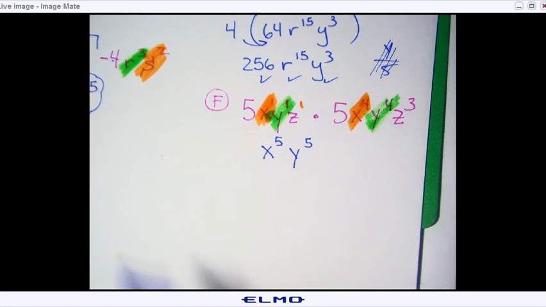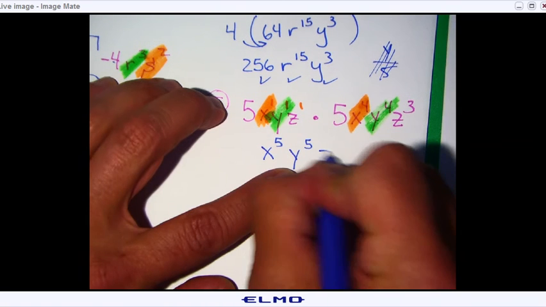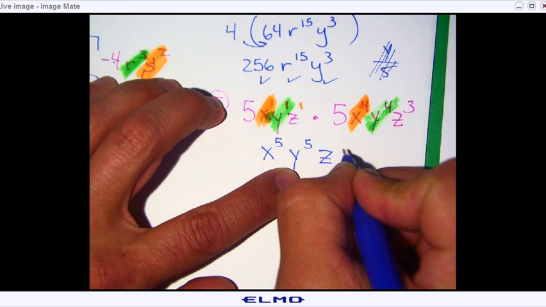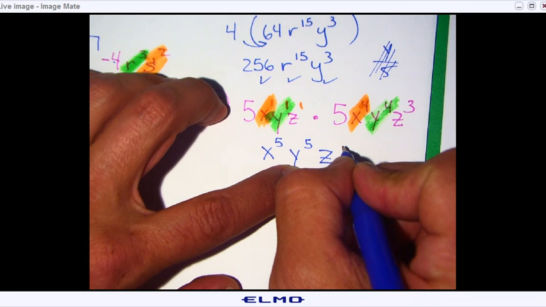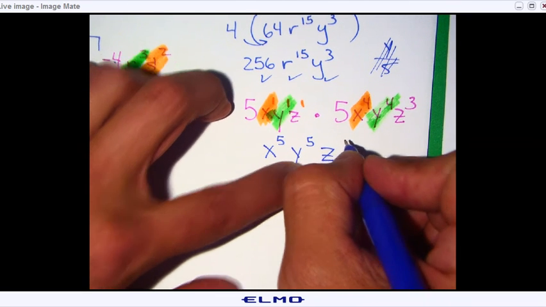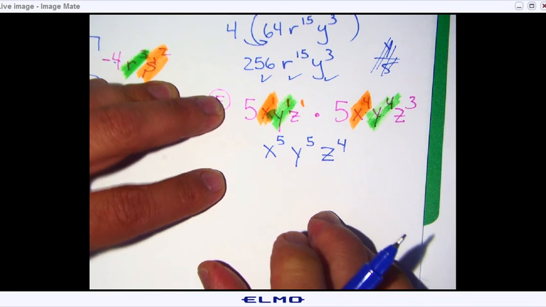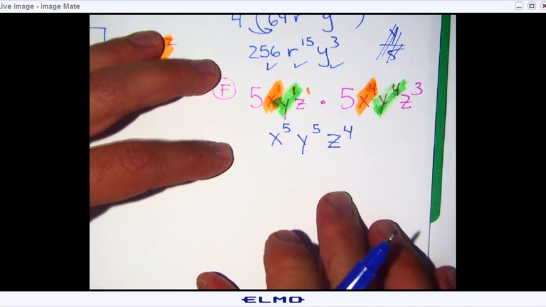And then z, Selena. How about Selena? Z to the what? Selena? No? Cyrus. Yeah, Cyrus. Z to the 4.